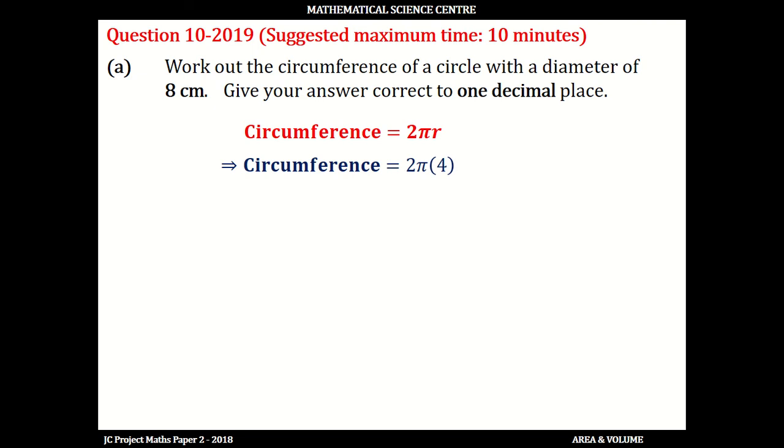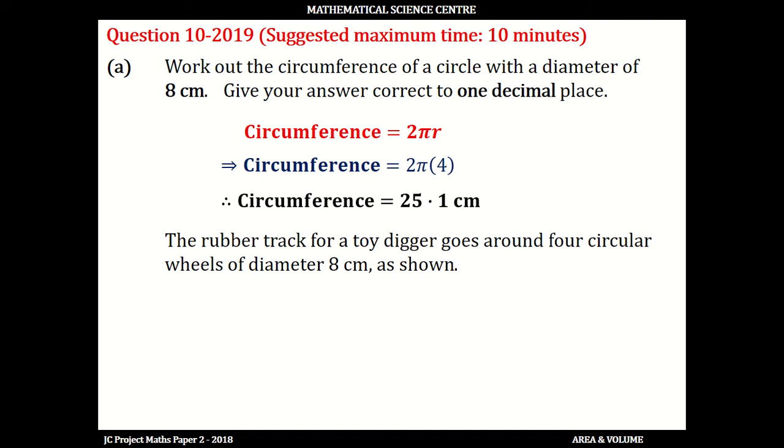So if you type in 2 pi bracket by 4, close the bracket, what is that answer correct to one decimal place? 25.1 centimetres. So that is the circumference of a circle with diameter 8.